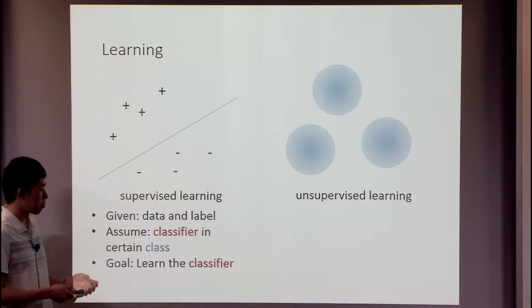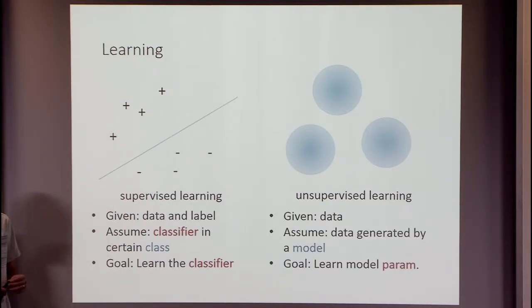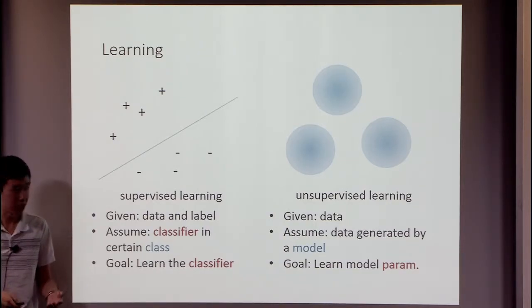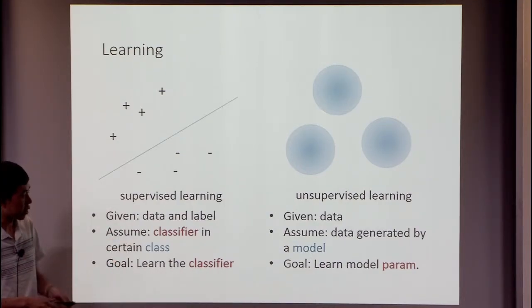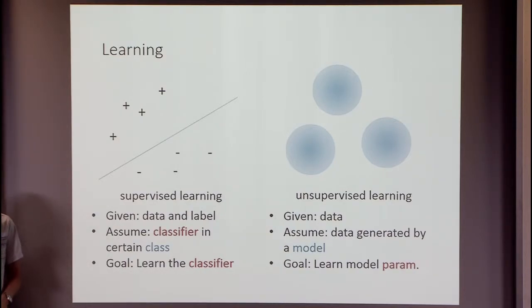So in the unsupervised learning model, we are given just data. There are no labels. The underlying assumption or belief we have is that these data should be generated by some probabilistic model. This model may have some unknown parameters. So the goal of learning is, after observing all these data, to learn all the model parameters. Of course, these two kinds of learning are also closely related, and you all heard from Sanjeev's talk this morning. In this talk, I will focus on the unsupervised learning.